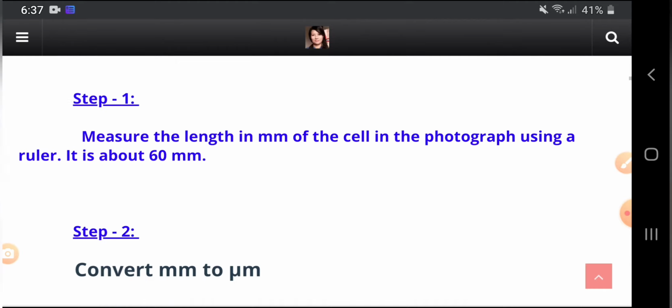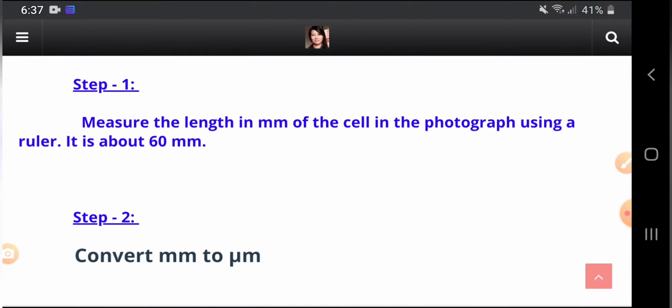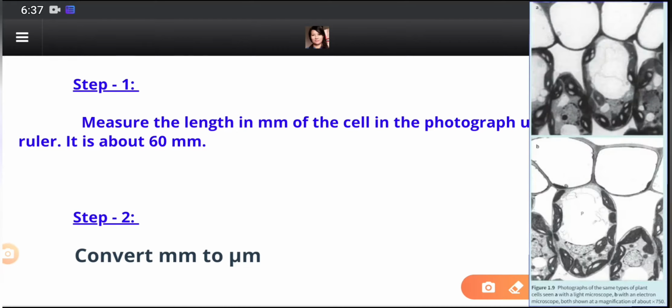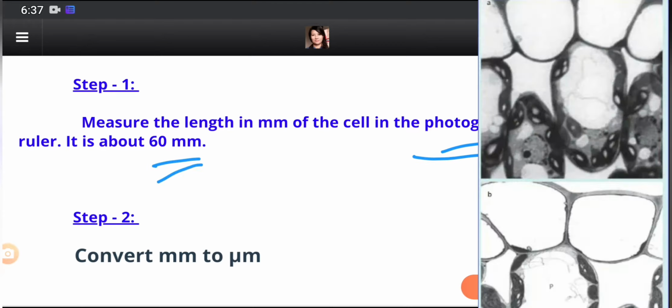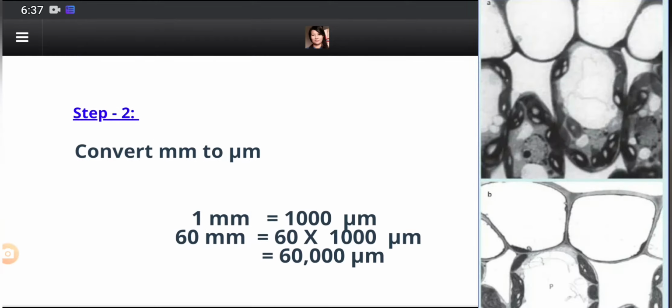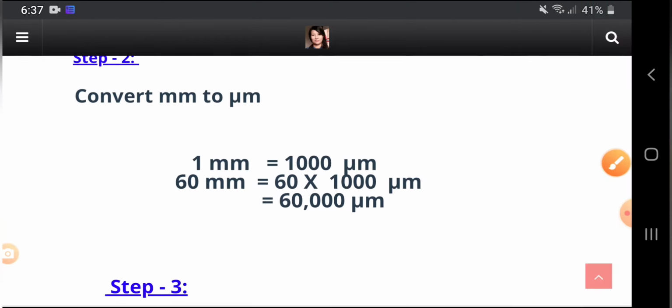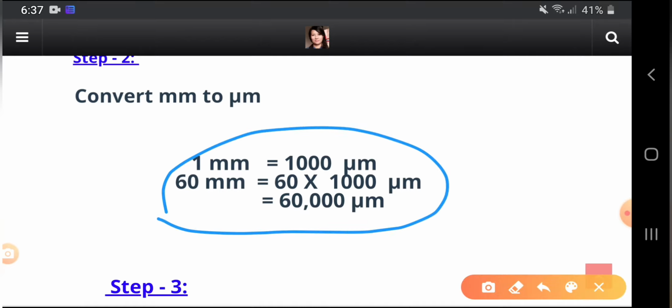So here are the steps. Step number 1, what will you do? Measure the length in millimeters of the cells in the photograph using a ruler. It's about 60 millimeters. Step number 2, convert millimeters to micrometers. You must remember this formula: 1 millimeter equals 1000 micrometers. So 60 millimeters equals 60,000 micrometers.